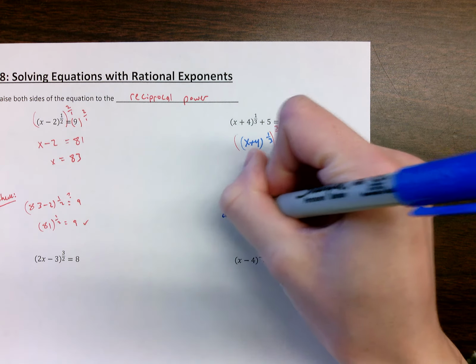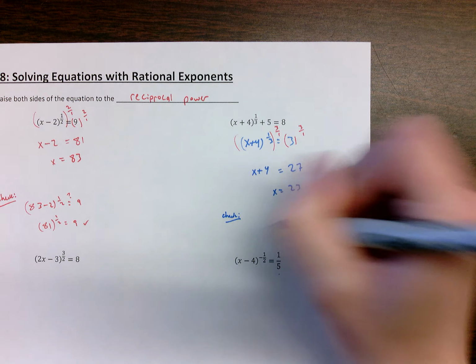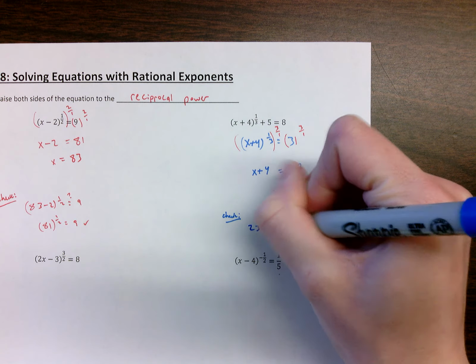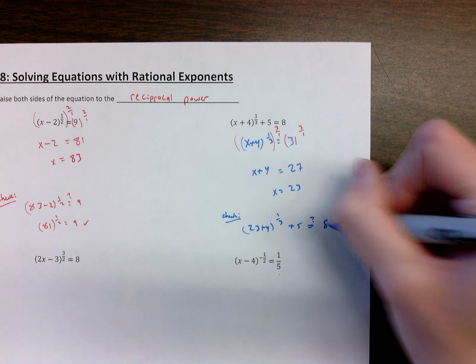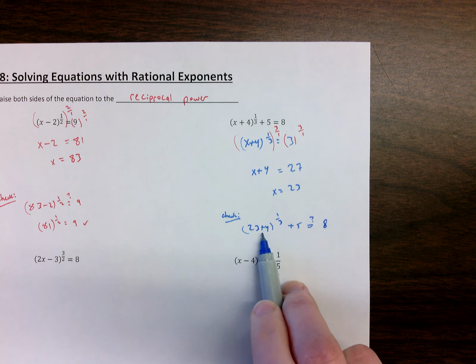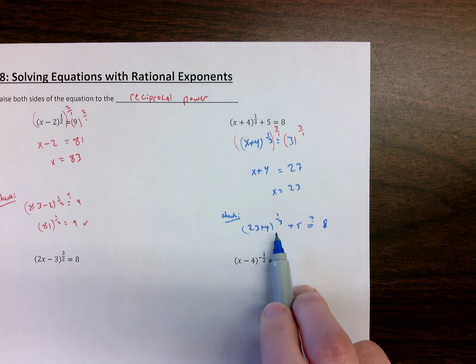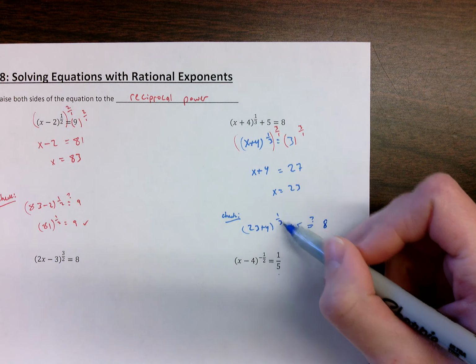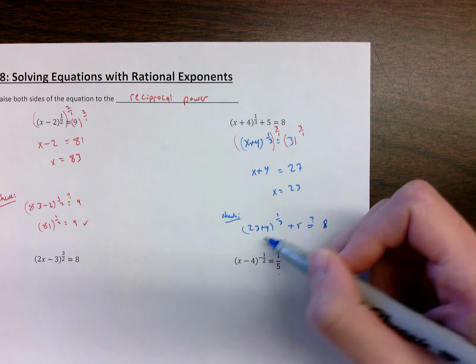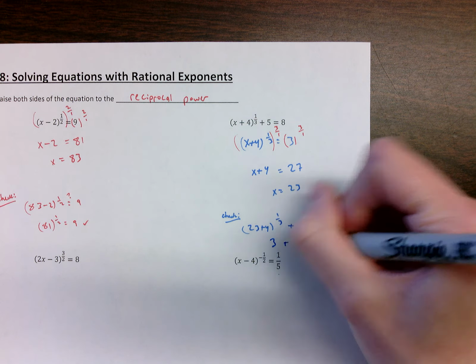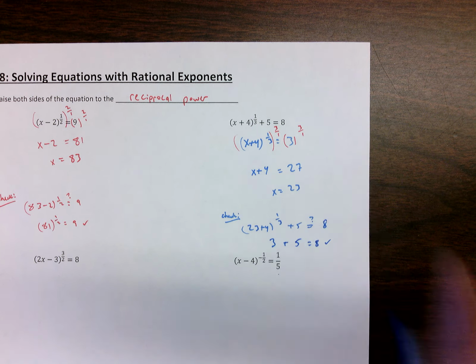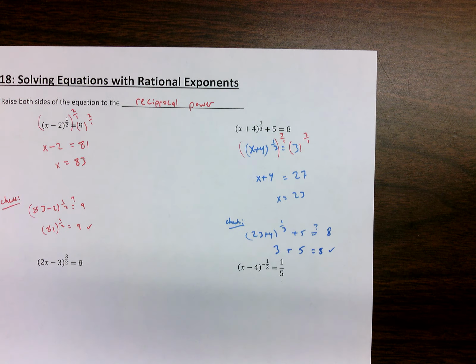Again, we just want to check it. So that's going to be 23 plus 4 to the 1/3 power plus 5. Does that equal 8? Well, 23 plus 4 is 27, and to the 1/3 power, power over root, that's like the cube root of 27. So the cube root of 27 is 3. 3 plus 5 does indeed equal 8. So we're all set.